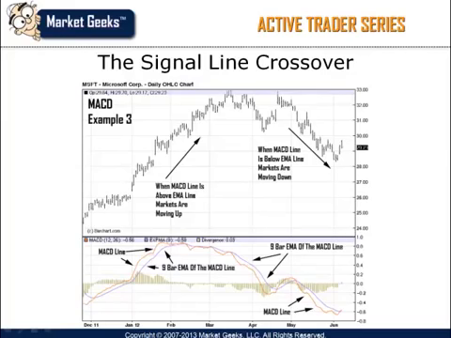A bullish crossover occurs when the MACD turns up and crosses above the signal line. A bearish crossover occurs when the MACD turns down and crosses below the signal line. Once the crossover occurs, you want to make sure both lines gain as much distance apart from each other as possible. This is a good sign that momentum is continuing in the desired direction.